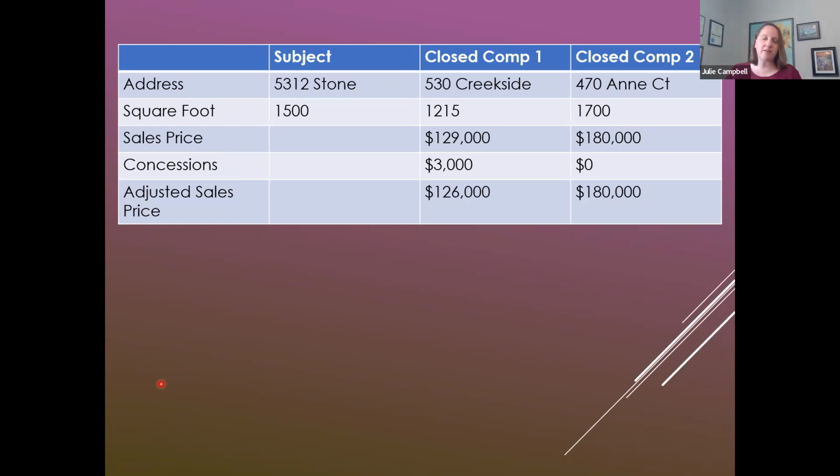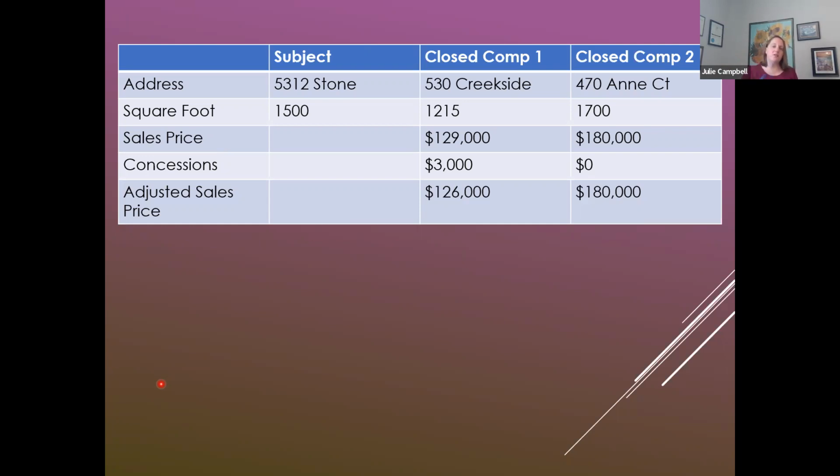I have the sales prices of the comps, and then I have the adjusted sales price once we take into consideration any seller paid concessions. Through the eyes of the seller, seller paid concessions come off of the purchase price. Yes, I sold your house for $129,000, but I had to pay $3,000. So technically I only got the $126,000. Does that make sense? So through the eyes of the seller, their concessions come off the price. So we have our adjusted sales prices of comp 1 and comp 2.